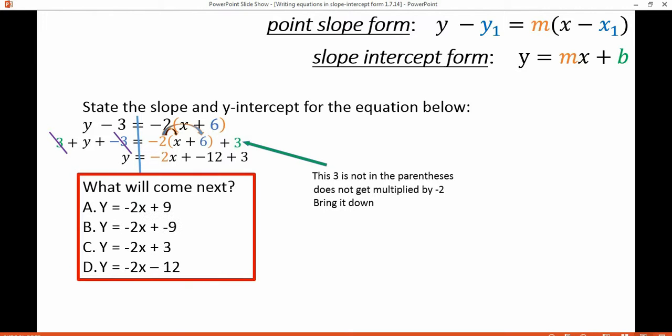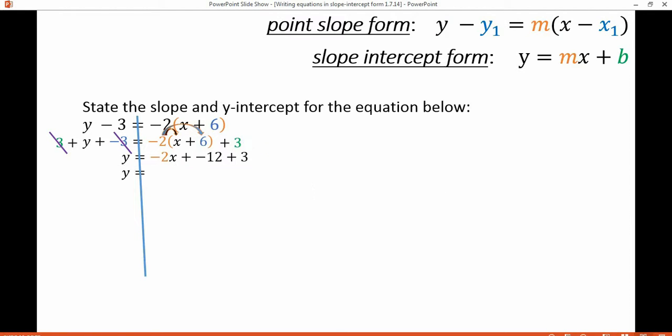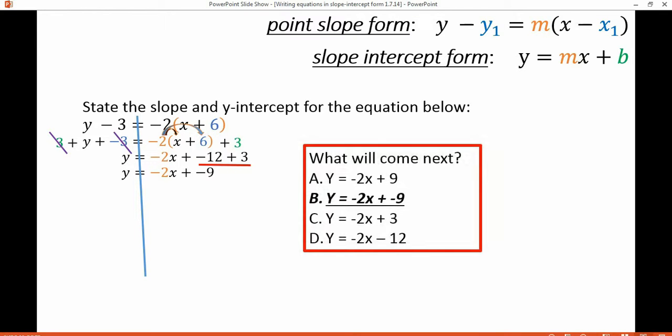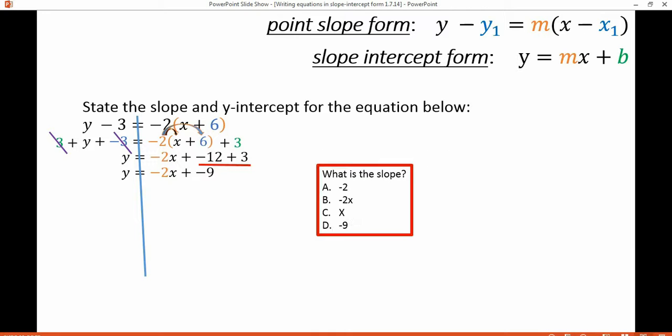So next is going to be y equals -2x plus -9. What is the slope here? What is the y-intercept?